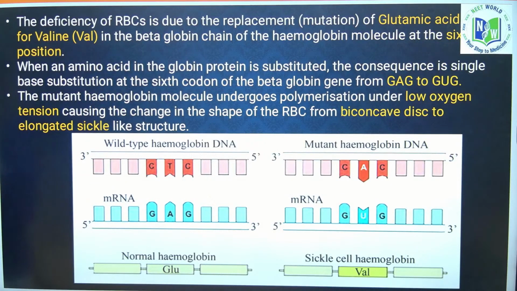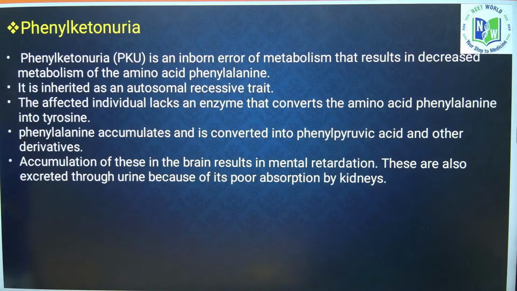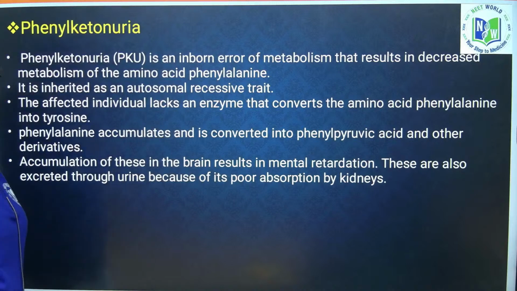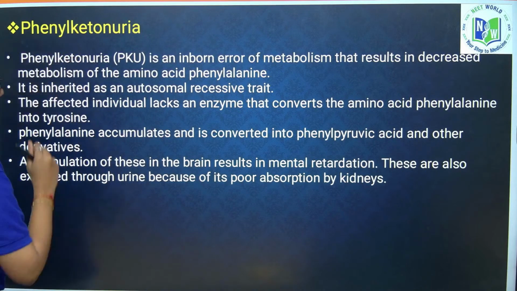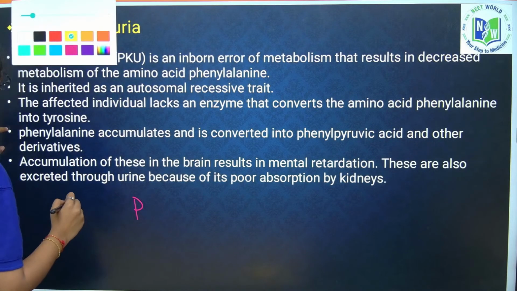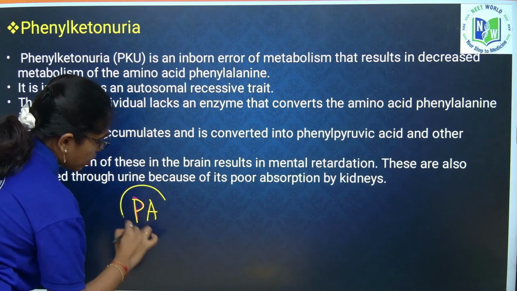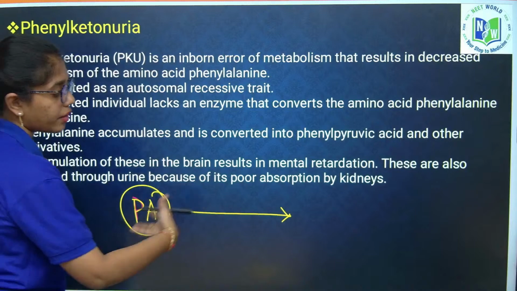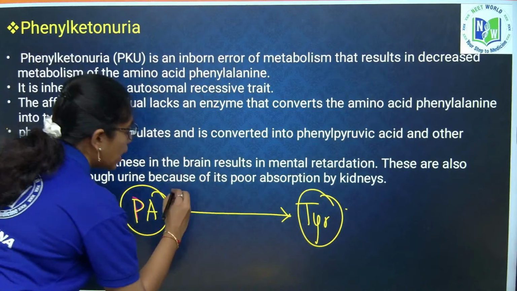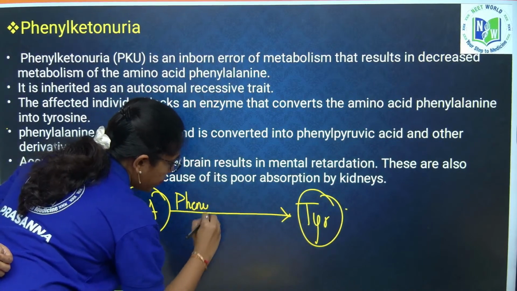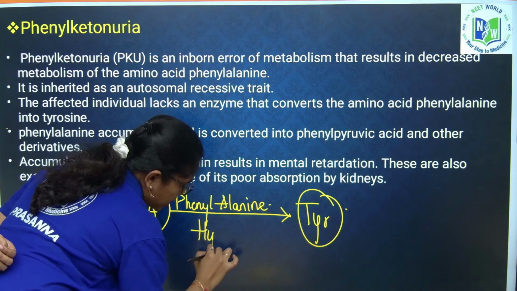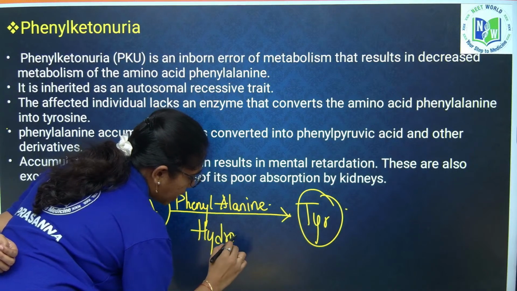Next, if you look into the disease, the second autosomal recessive disease, phenylketonuria. This is an inborn disorder. Phenylketonuria is caused when phenylalanine is not transforming or changing to tyrosine. For phenylalanine to get transformed to tyrosine, there is an enzyme which is catalyzing the activity, that is phenylalanine hydroxylase.